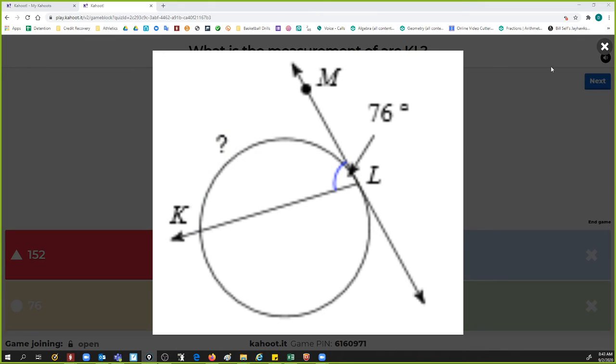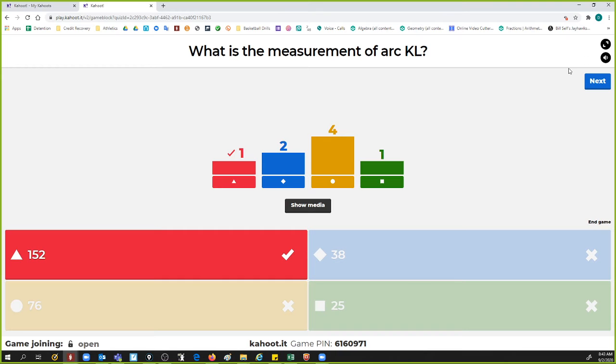I thought it was 180 for a second. Dude, times 2, man. Just do 76 times 2. If this 76 would have been out here where the question mark is, then it would have been divided by 2 to find the angle. Just times 2. 76 times 2, 152.